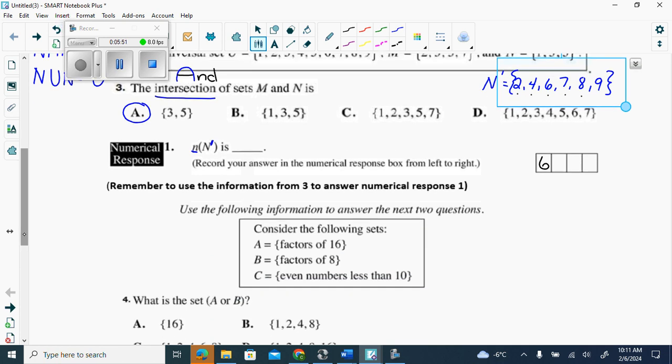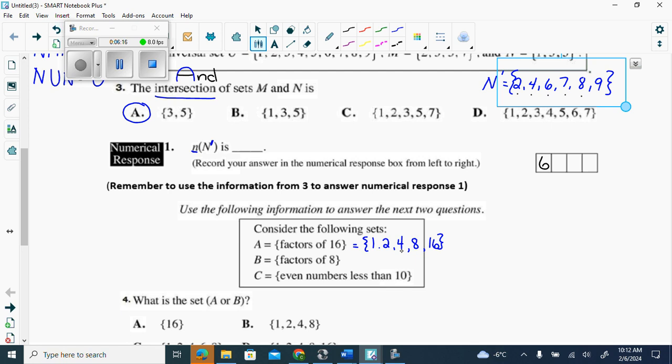This one says, use the following to answer the next 2 questions. Factors of 16, or what multiplies to give me 16. So it'd be 1, 16, 2, 8, and 4, because 4 times 4 gives me 16, right? Do I have to list them in order? No, I can't take marks off, but it's easier if you do.